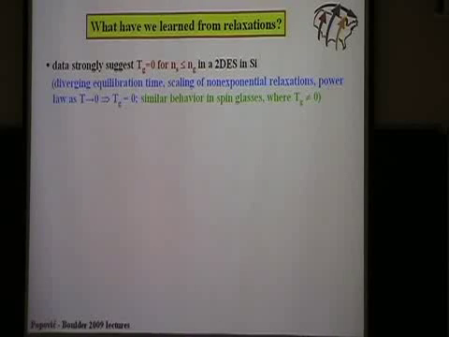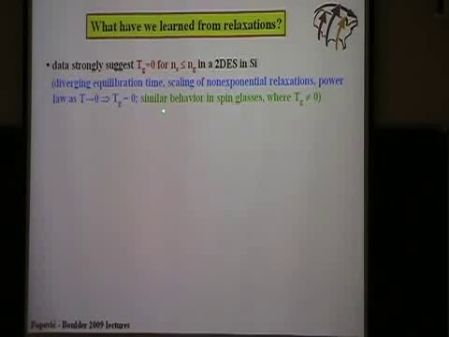So what have we learned so far? Well, the data strongly suggests that for densities less than Ng, there is a glass transition that takes place at 0 temperature. The evidence for that has been a diverging equilibration time, scaling of these non-exponential relaxations, and the power laws that we obtain in the zero temperature limit.